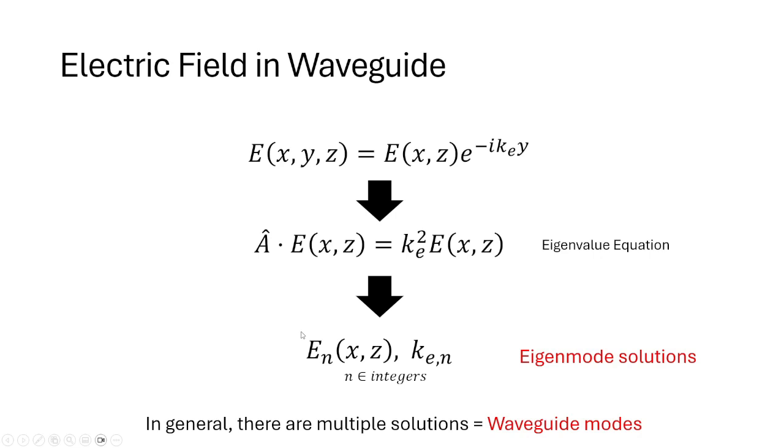The solutions of this eigenvalue equation are what we call eigenmode solutions. And in general, there are going to be multiple solutions, so we label each solution by some n index. If you use an eigenvalue solver or an eigenmode solver, it's going to give you multiple solutions. Most likely, if you're going to be using waveguides, you're probably going to be working with the fundamental mode, that would be the n equal to 1 mode. But it is good that you can use an eigenmode solver and get all the modes that are available in that waveguide.